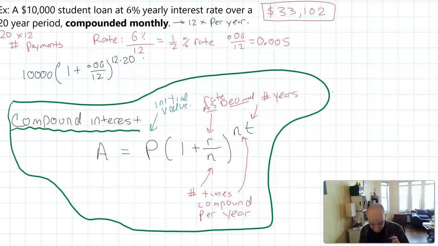Okay, I fixed my box. So that's your compound interest formula. If they say it's compounded monthly, then n is 12.